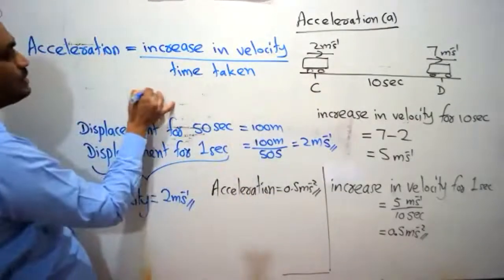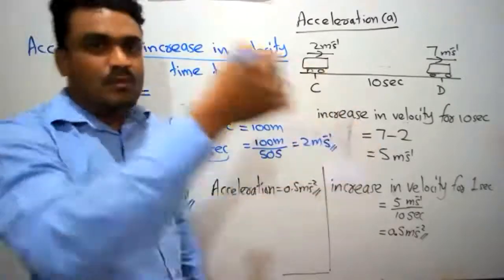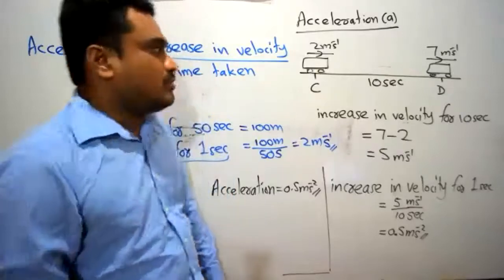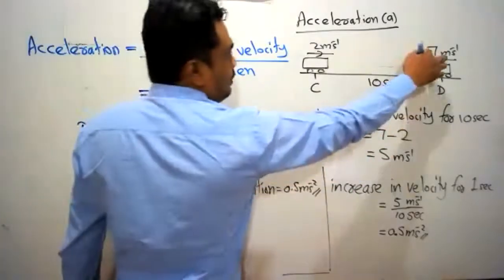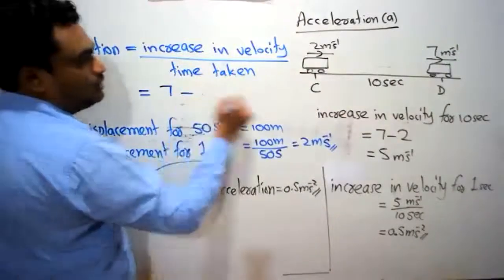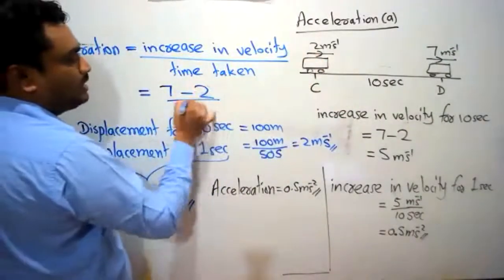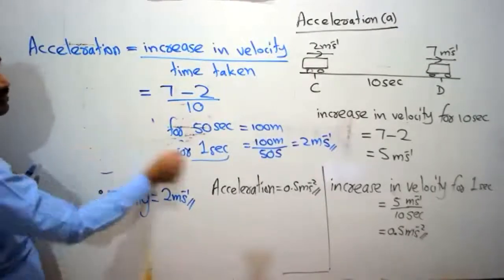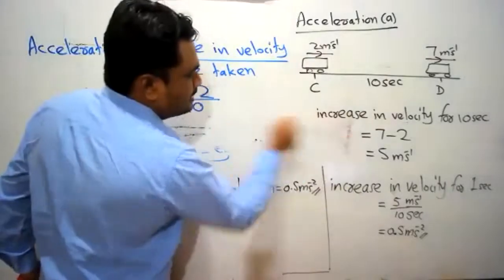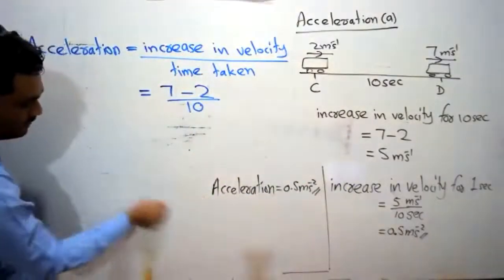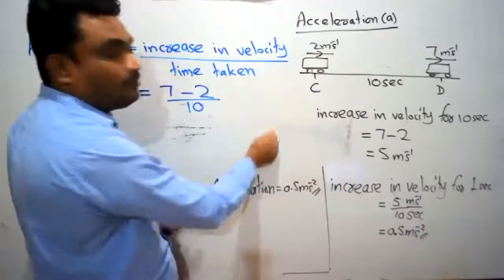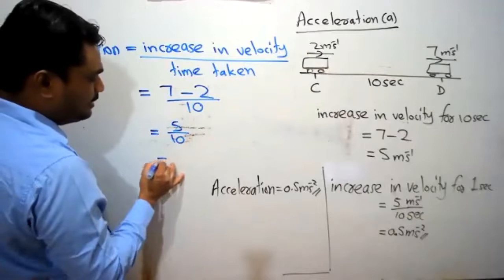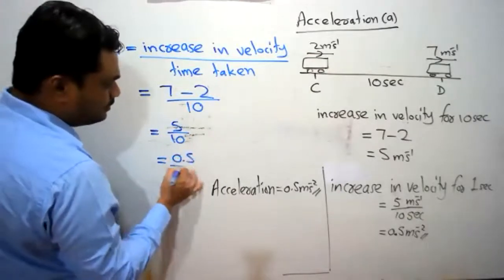Increase in velocity means final velocity minus initial velocity. Final velocity is 7, initial velocity is 2, time taken is 10. Right? So what is 7 minus 2? 7 minus 2 is 5, divided by 10. 5 divided by 10 is 0.5.